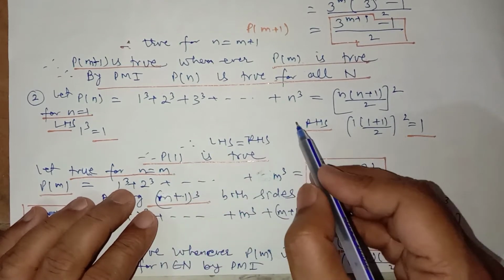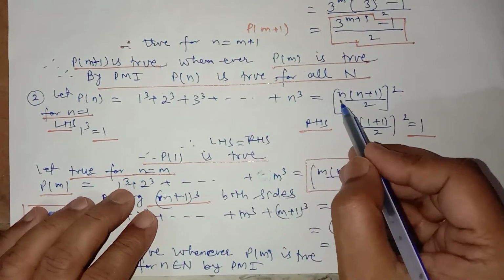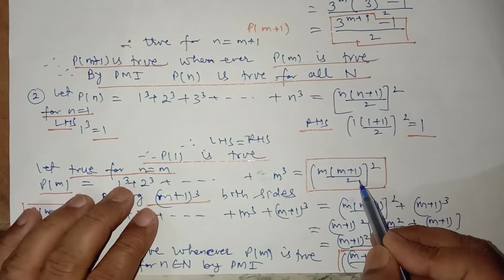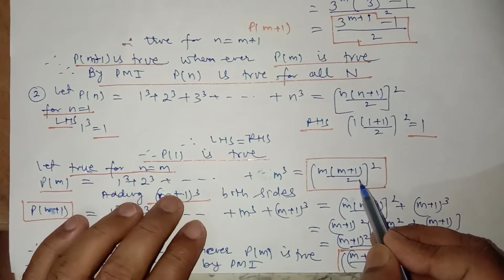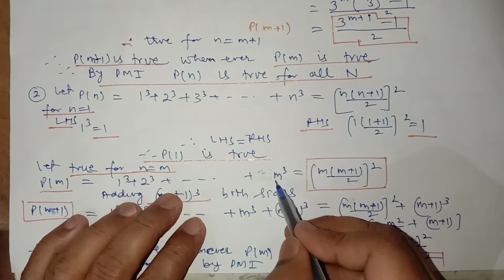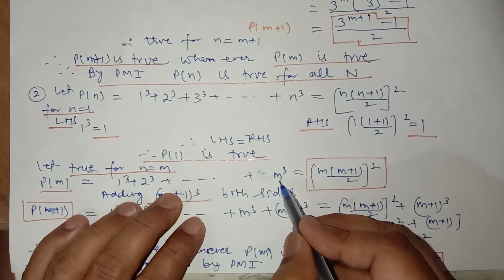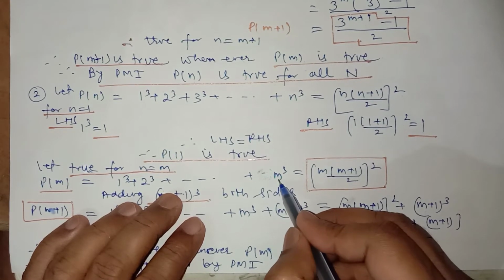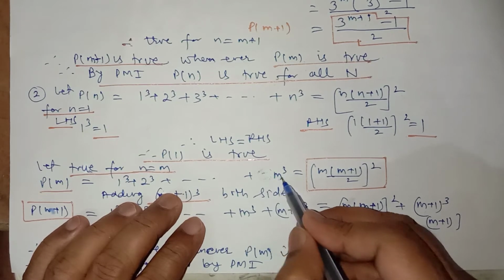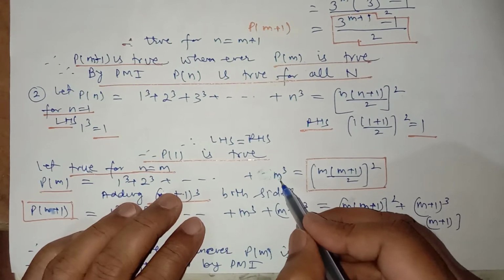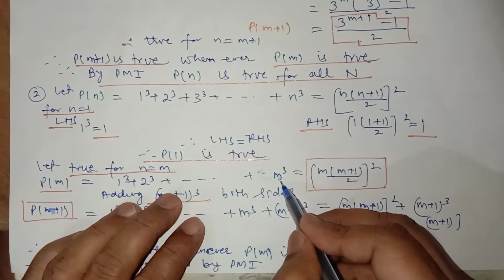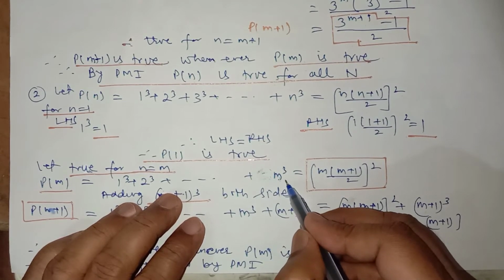Again in the same way, you let that it is true for any natural number m. So simply you have to replace n by m in the left hand side as well as in the right hand side, and you have to prove that it is true for n equal to m plus 1. Simply, as we have done in the last question, you have to add the next term of the left hand side to both sides. This is the last term of the left hand side of this Pm, m cube. The next term will be m plus 1 whole cube.